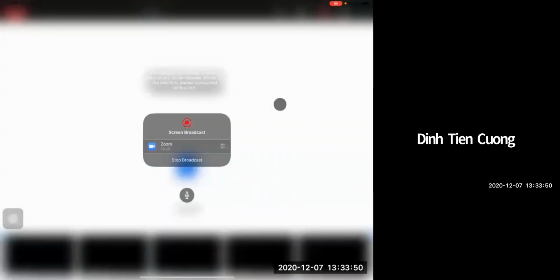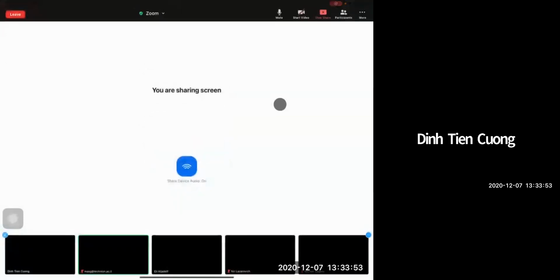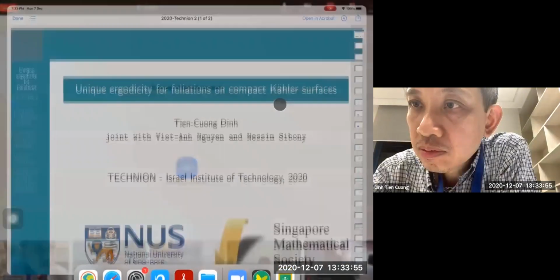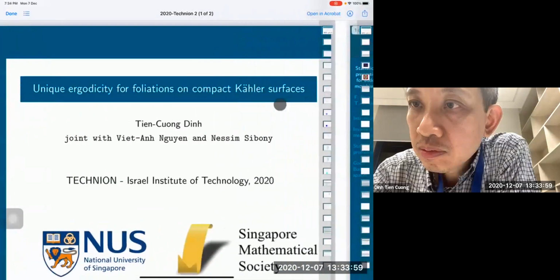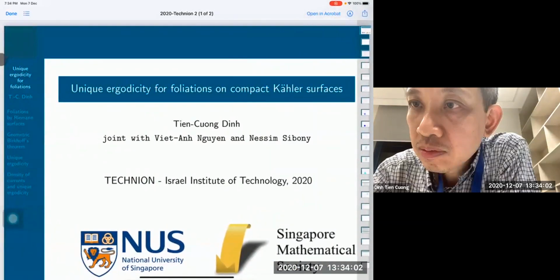So I'm talking about the dynamics of foliation. Okay, so I'm talking about the unique ergodicity for foliation on compact Kaehler surface. So this is my joint work with Nguyen and Sibony.